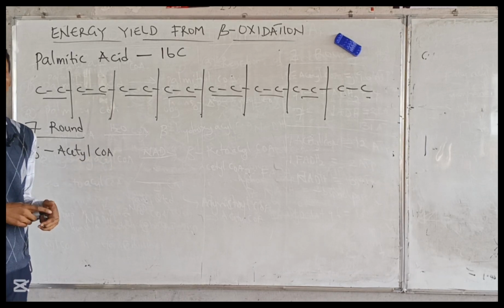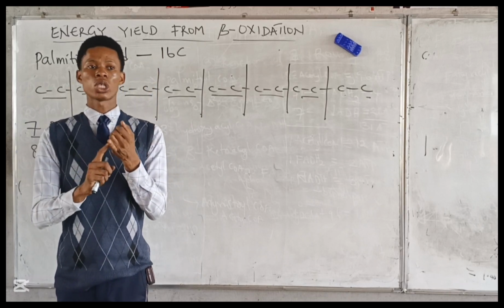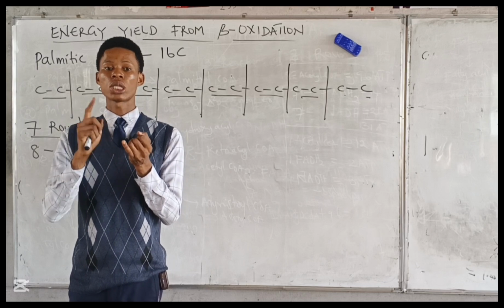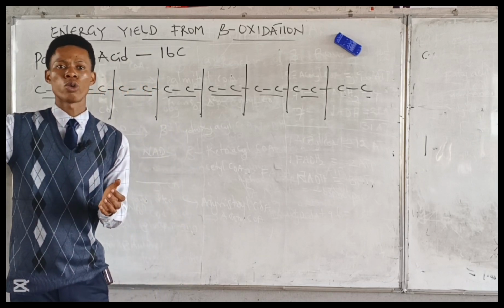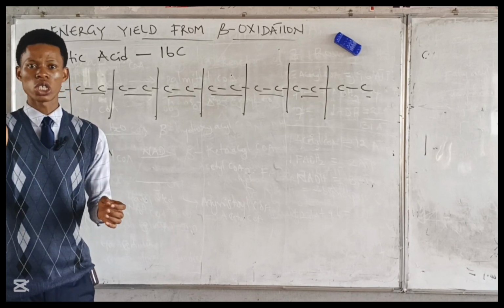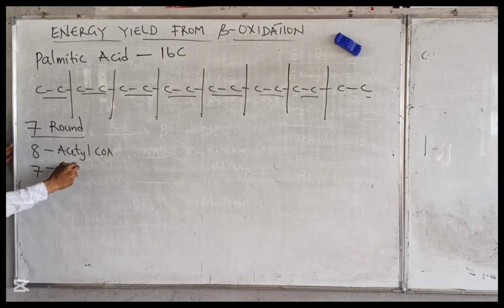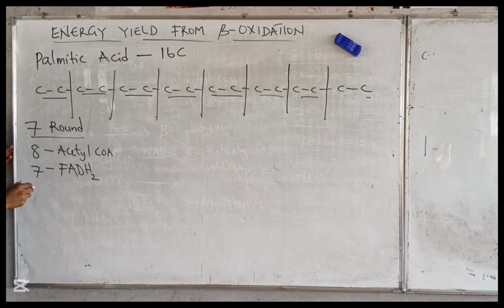But you agree with me that in the mitochondria, there are 4 reactions happening there. The first reaction is oxidation by FAD. For every round of beta oxidation, 1 FADH2 is produced. How many rounds of beta oxidation did we undergo here? 7, right? So 7 FADH2 is generated. Also, you know that for every round, 1 NADH is generated, right? So for 7 rounds, how many NADH did we generate? 7 NADH.